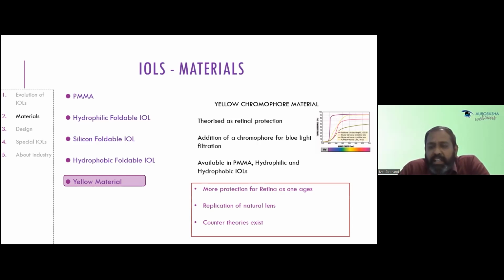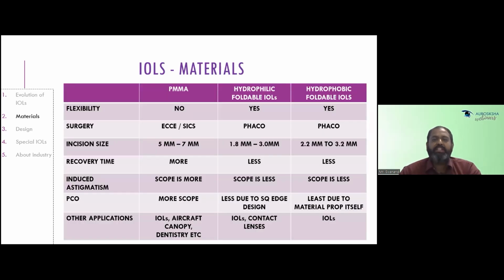It gives the replication of the natural lens, because our natural lens also, as it grows older, becomes more yellowish in nature. Okay. Now, these are the common lenses: PMMA, hydrophilic and hydrophobic.